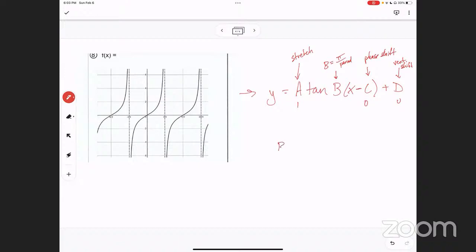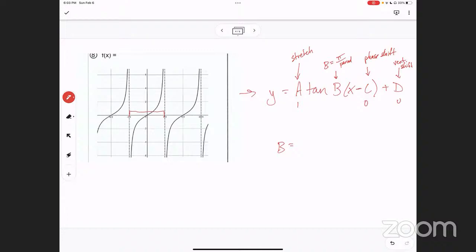How do I calculate b? You calculate b by... so the period goes from negative pi over 4 to pi over 4. So the period is 1. Nope, that wouldn't be 1. What's the distance here? Oh, 2. Or nope, it has a pi in it.